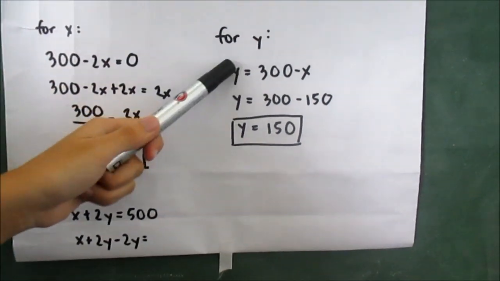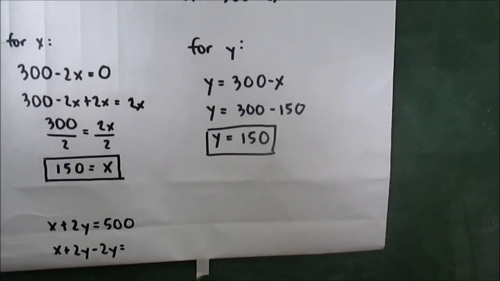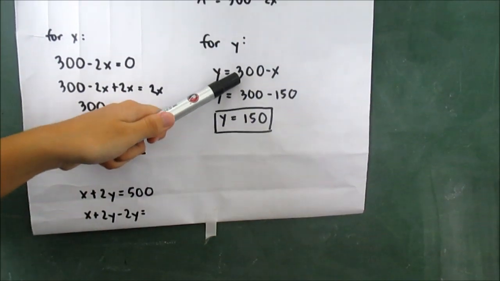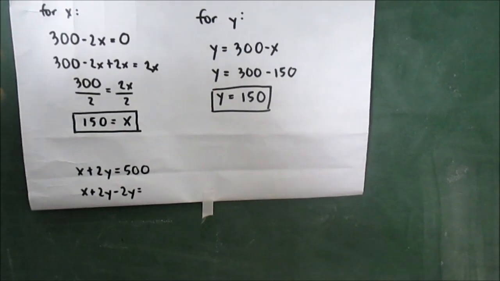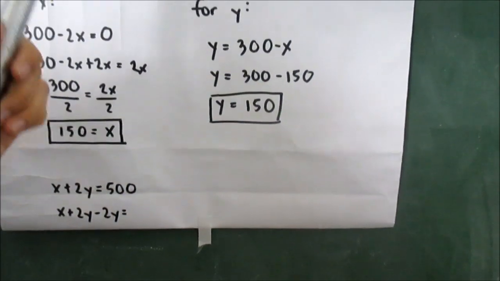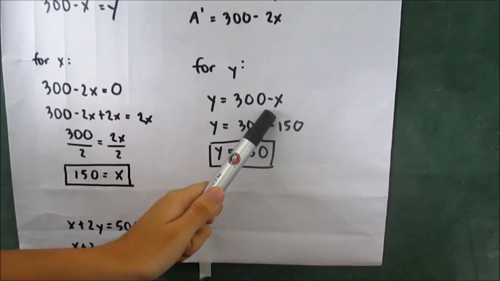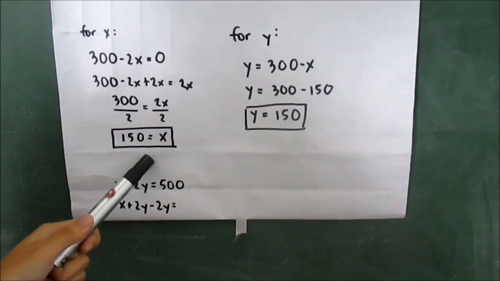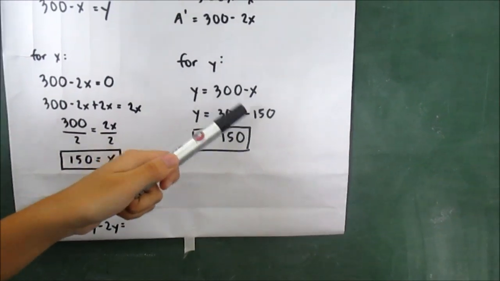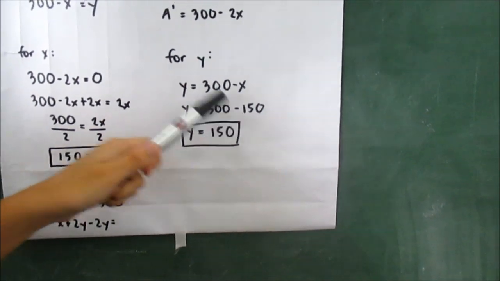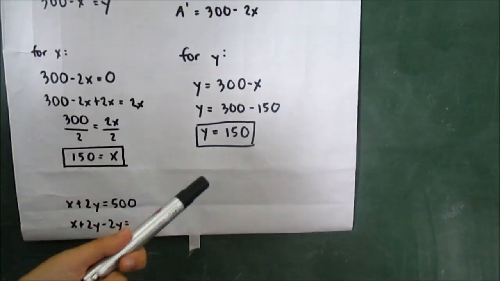And now for the y, to get the y, we will use the function from the sum. So in the y, we will substitute its x by the x we got here. So 300 minus x, which is 150, is equal to 150.